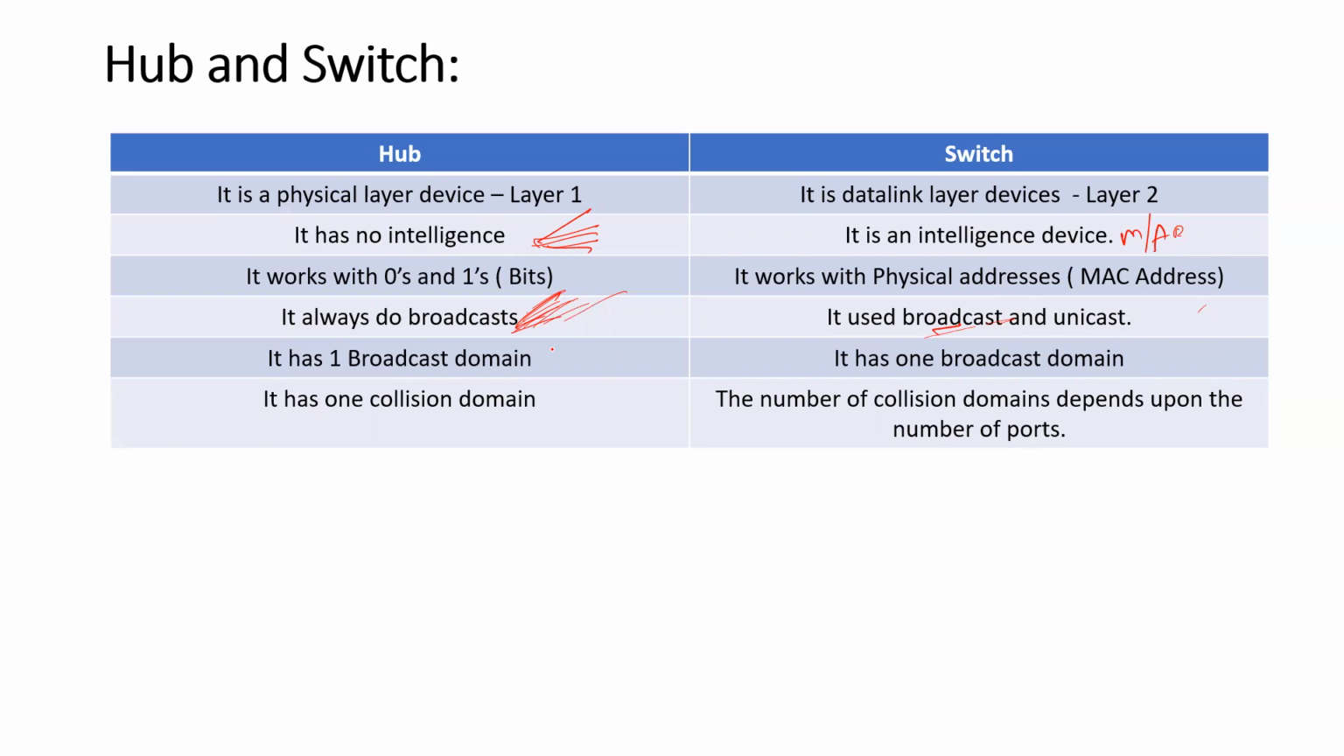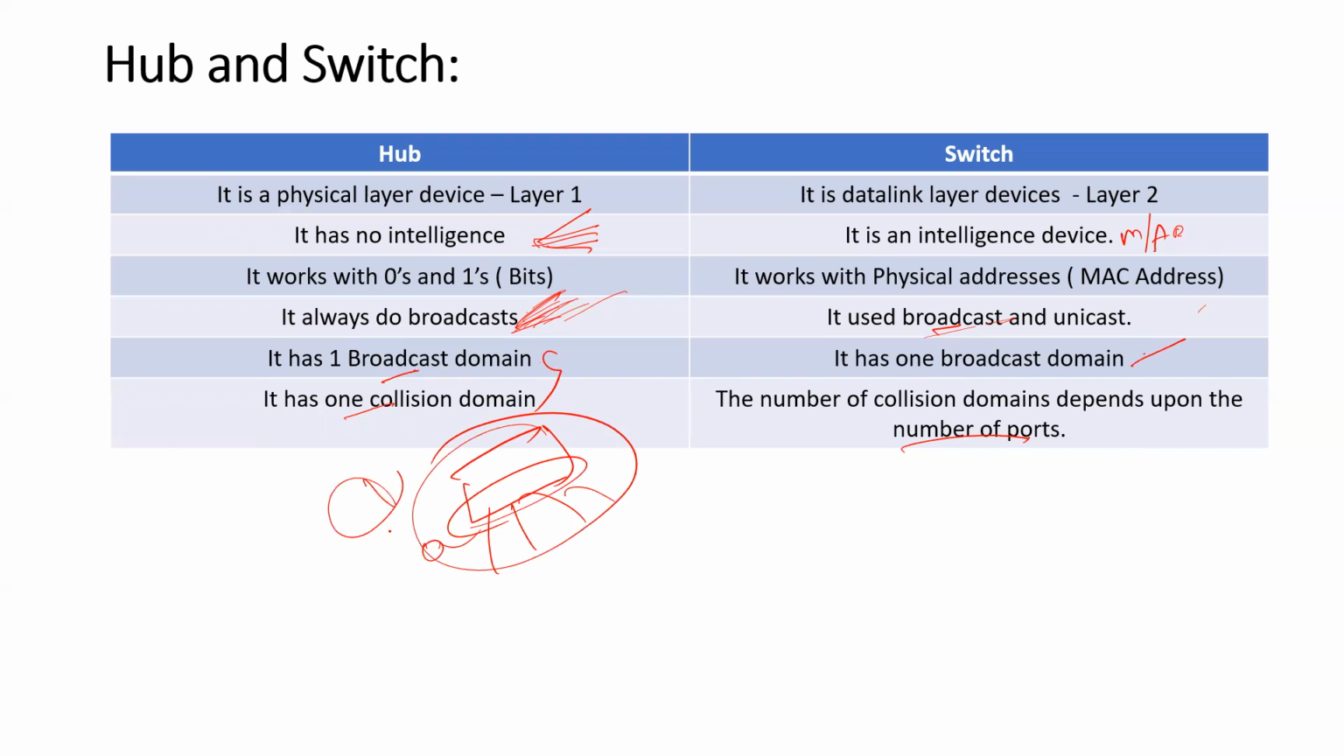A hub has one broadcast domain, and a switch also has one broadcast domain. But a hub consists of one collision domain and one broadcast domain, whereas a switch has one broadcast domain and its collision domains depend on the number of ports. In the case of a hub, whatever devices are connected to it, everything belongs to one collision domain and one broadcast domain. A switch is connected to only one broadcast domain, but the number of collision domains depends on the number of ports it has. So that is about the differences between hub and switch.